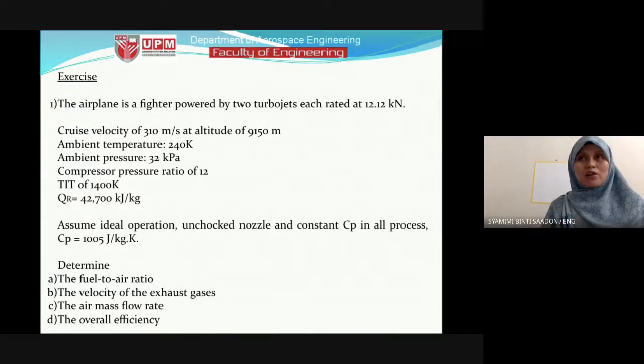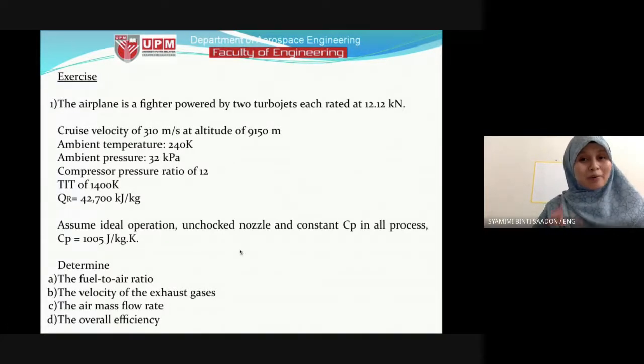For example, for air, we use 1005 joule per kilogram per Kelvin. But for fuel here, for jet engine, we characterize the fuel with fuel heating value, which is normally given around 40,000. So this one is 42,700 kilojoule per kilogram. And then we assume ideal operation. Throughout your propulsion course, we only use the ideal case. Later on in an elective course, engine design, we will see a real case, because the real case is more complicated. So this is ideal operation.